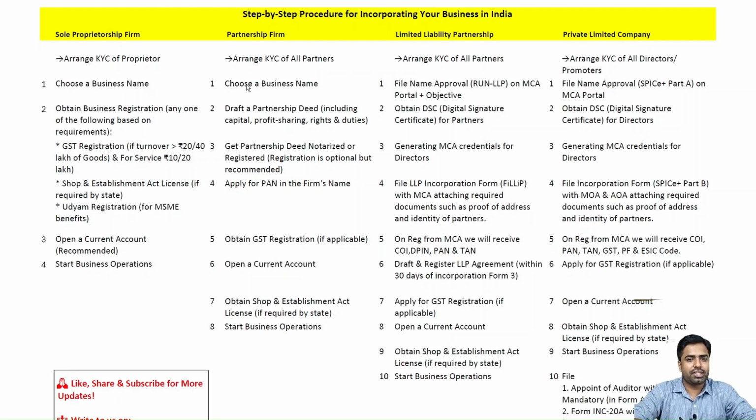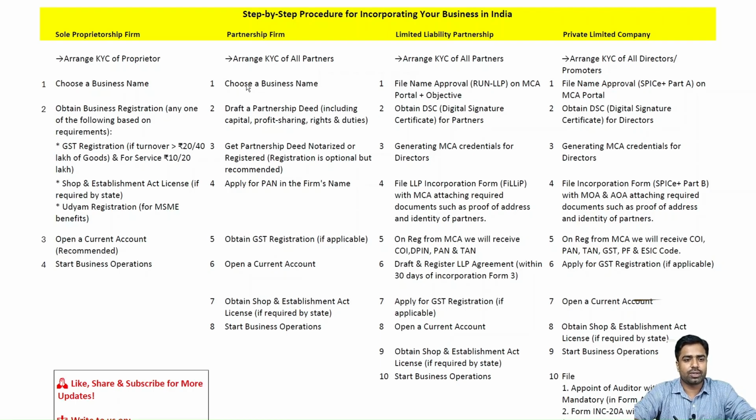For a sole proprietorship, arrange KYC of the proprietor. As you have seen in the previous video, what documents are required. If you have not seen it, you can go back to the previous video first and then come back here. Then choose a business name. In a proprietorship you have the option to go for a trade name, or otherwise you can run the business in your legal name. If you go for GST registration, you can give the trade name also, and if you don't want to, you can start your business in your legal name itself.